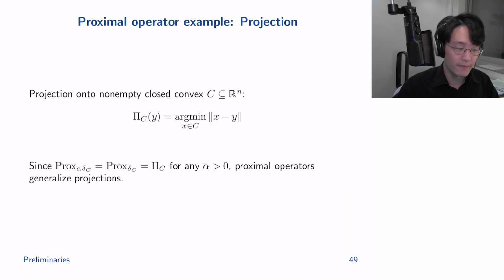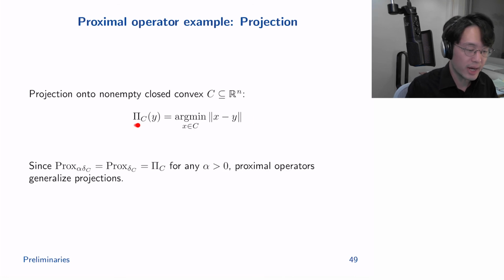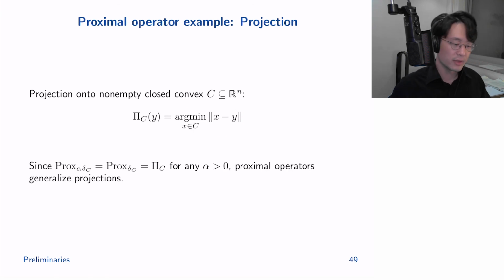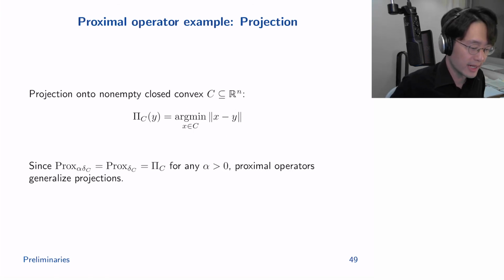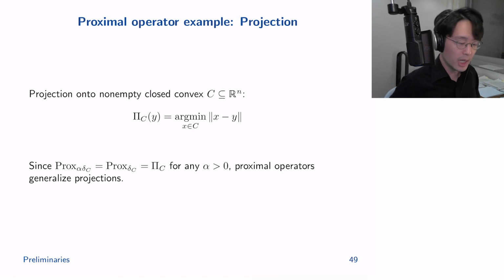Here's another example of the proximal operator, and this one is projection. So given a non-empty closed convex set C, the projection is denoted as pi C of the point y. So this means we take the point y and project it onto the closed convex set C. That's what this notation means. And this is just taking the argmin over the points x in C of the norm of x minus y. Because the meaning of this argmin is we find a point within the convex set C that is closest to y.